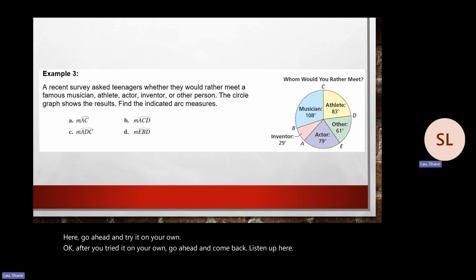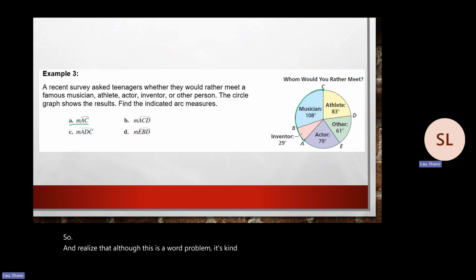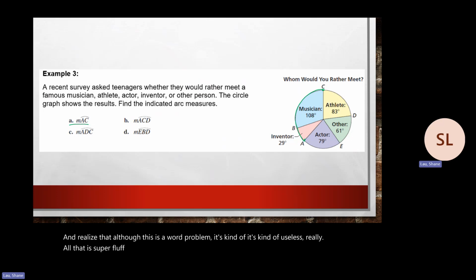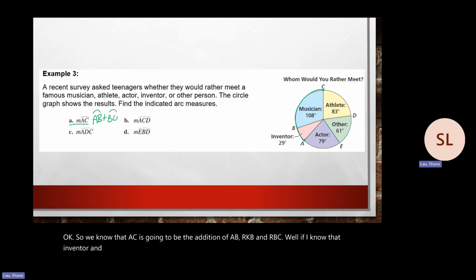Listen up here. First, we're going to establish, I'm going to solve the measure of arc AC in green. So I'm going to start at A, go to C, like so. And realize that although this is a word problem, it's kind of useless, really. All that is fluff. The only thing you ever need is to find the indicated arc measures. That's all you need, at least in this kind of problem. So we know that AC is going to be the addition of arc AB and arc BC. Well, if I know that those are 29 and 108 respectively, those two add up to equal 137, I believe. Let me make sure that is correct. Yep, 137 degrees.